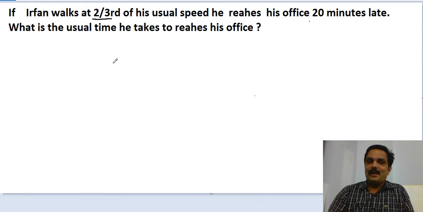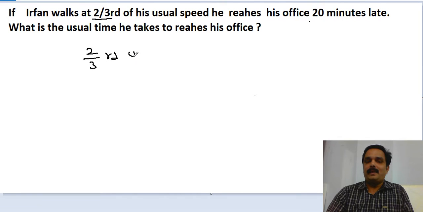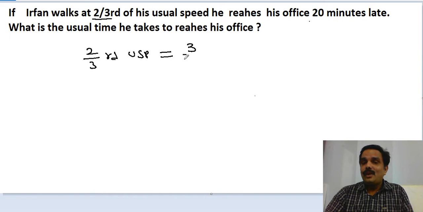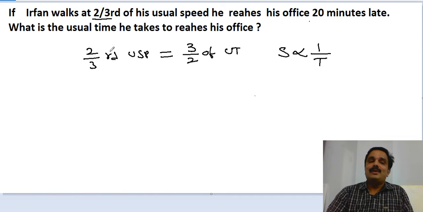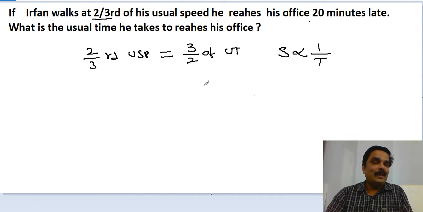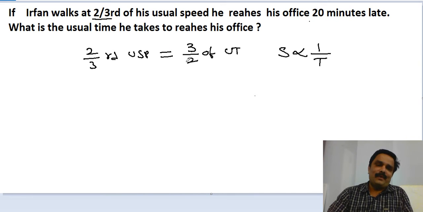So to make you understand, I'll give you the concept here. When a person is going with 2 by 3rd of his usual speed, always remember, when he goes at 2 by 3rd of usual speed, he must take 3 by 2 of his usual time, because speed and time are inversely proportional to each other. All right, 2 by 3rd of his usual speed, when he goes in this way, he must take 3 by 2 of his usual time.